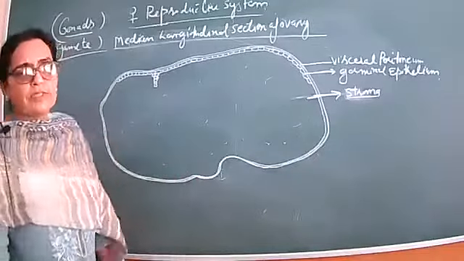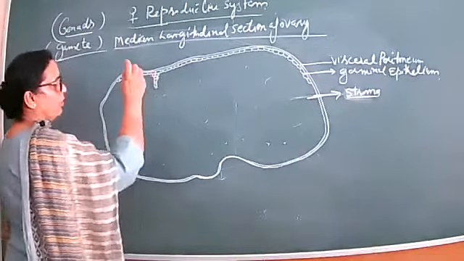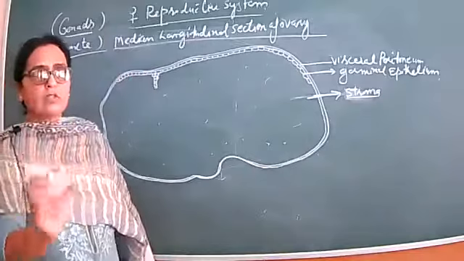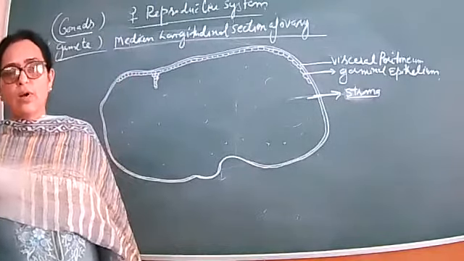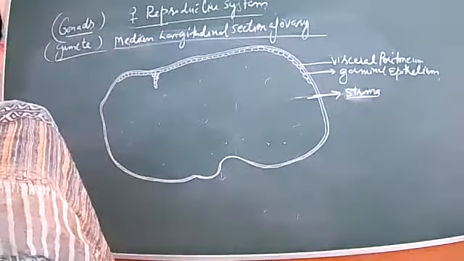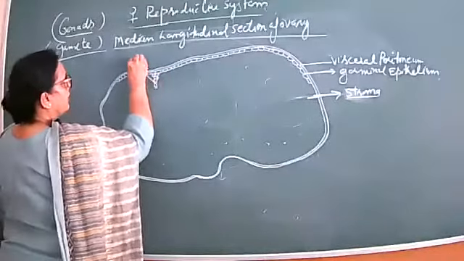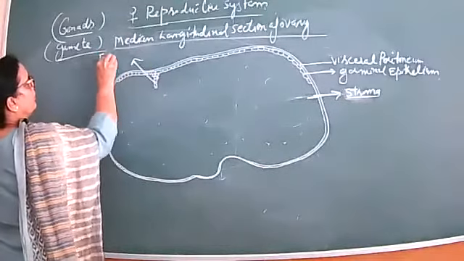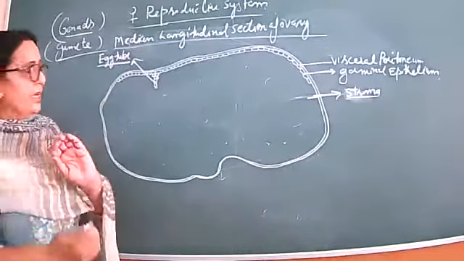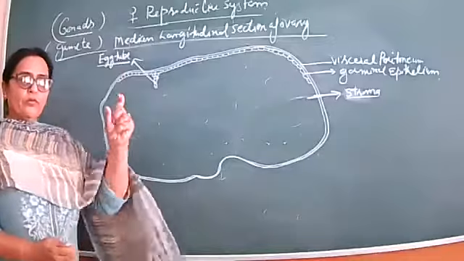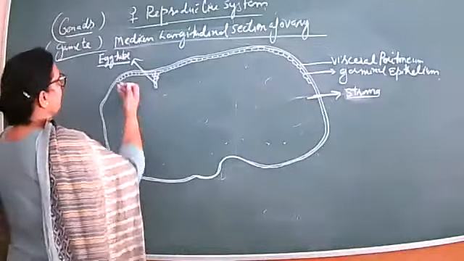So a large number of cells will be there, and these cells are in the form of a long, elongated cord-like structure. This cord-like structure we label as the egg tube. But it's not an egg in the real sense, right? This is egg tube. It's just a number of cells attached with one another in the form of a long cord-like structure, right? This is egg tube.